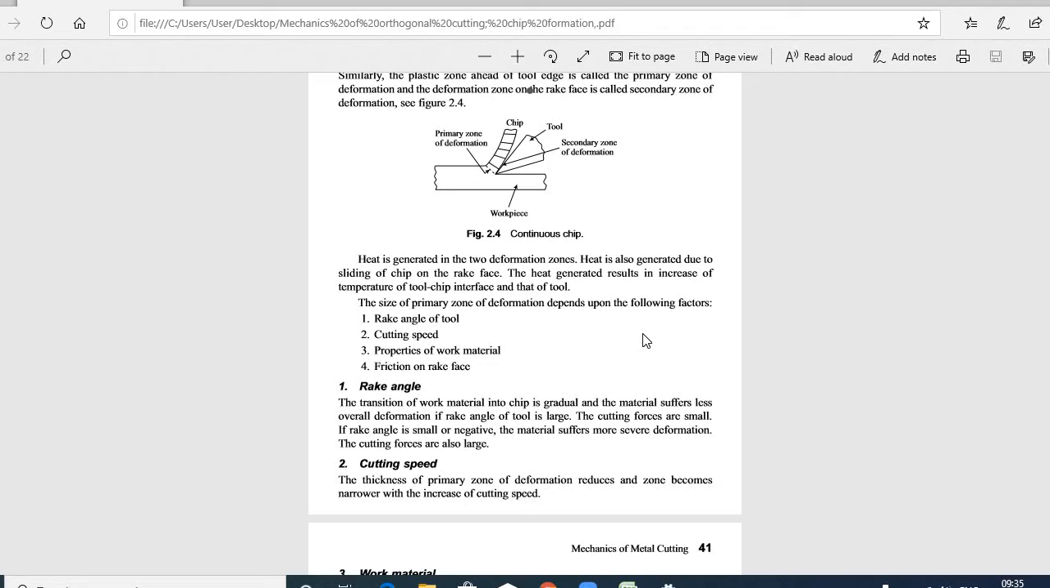The size of the primary zone of deformation depends upon the following factors: rake angle of tool, cutting speed, properties of work material, and friction on rake face. What is rake angle? The transition of work material into chip is gradual and the material suffers less overall deformation if the rake angle of the tool is large. The cutting forces are small if the rake angle is large. If the rake angle is small or negative, the material suffers more severe deformation and the cutting forces are also large.